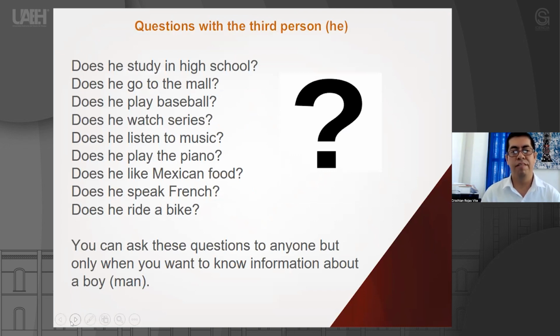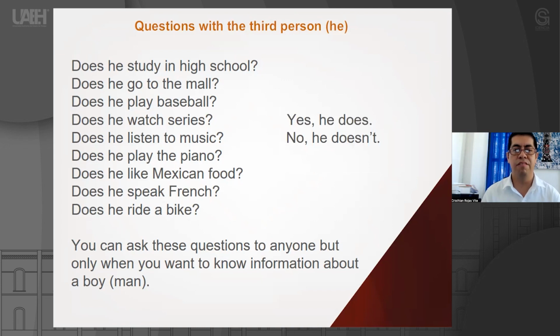And right now, let's proceed this time with the third person. Who's the third person? Right now, we're using the personal pronoun he. So just pay attention right here because it's happening something really interesting. Does he study English in high school? Yes, he does. Does he go to the mall? Oh, no, he doesn't. Does he play baseball? Yes, he does. Does he watch series? No, he doesn't. Right now, as you can observe, we're using here another auxiliary, that it is the auxiliary specifically designed for the third person, that in this case, it is about he, she, or it.